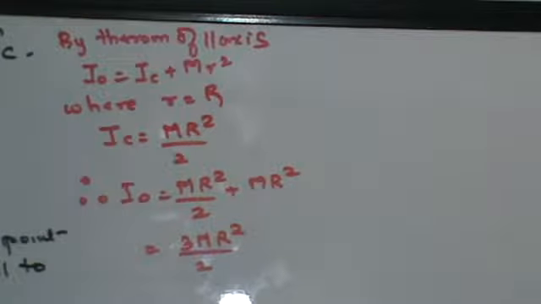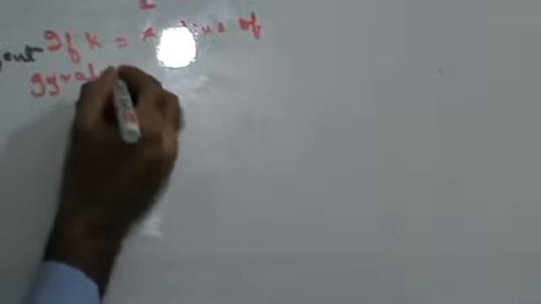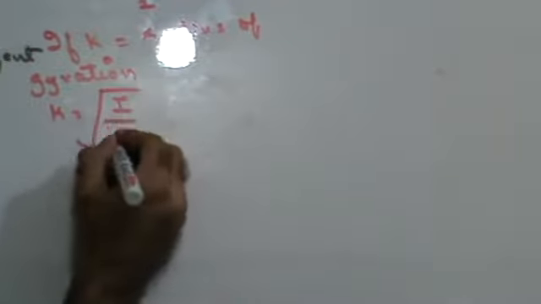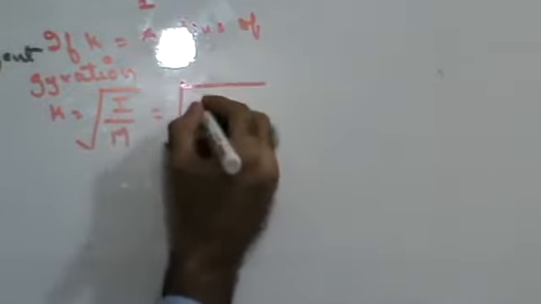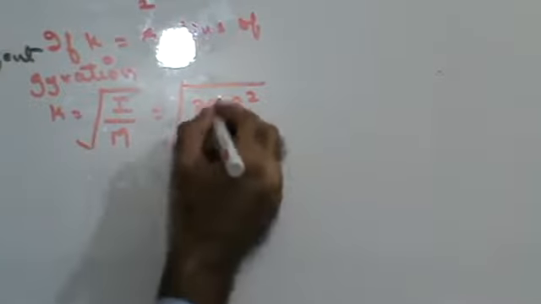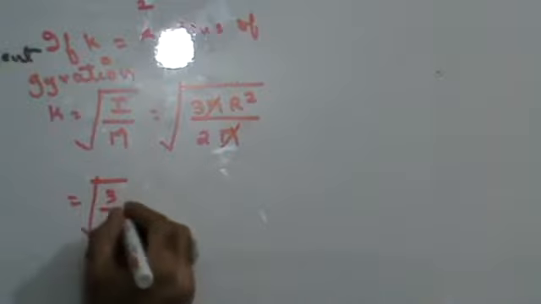Now, if K is the radius of gyration, then K is square root of I upon M. So which is going to be nothing but square root of 3 MR square by 2 upon M. So this is going to be root 3 by 2 R. That will be the radius of gyration of a disc.